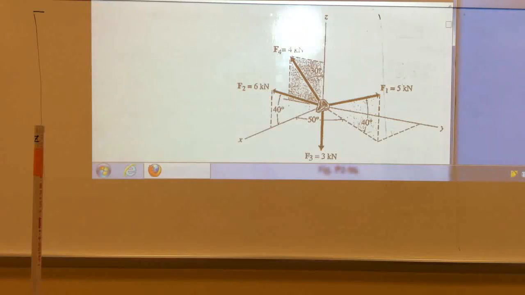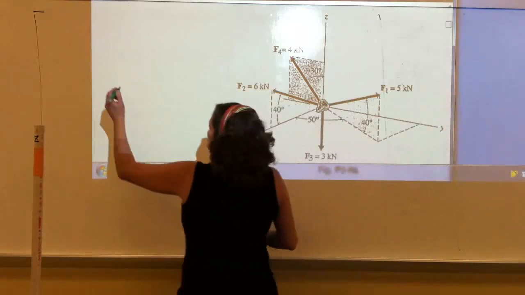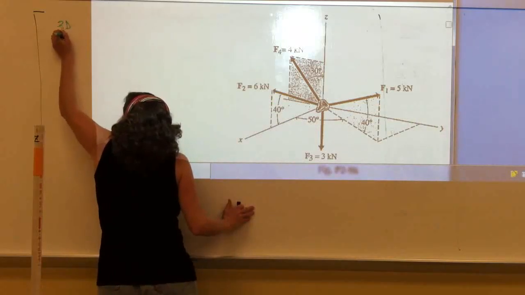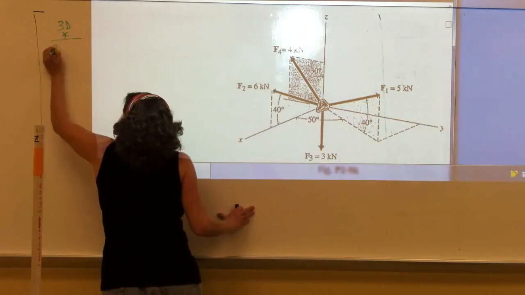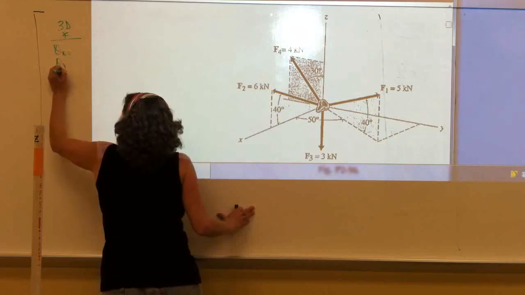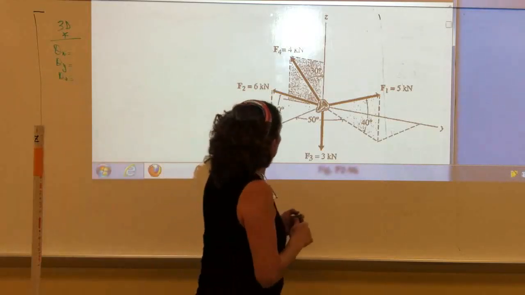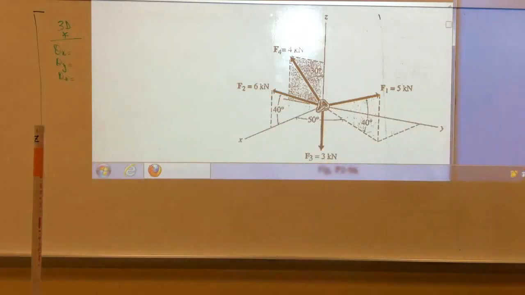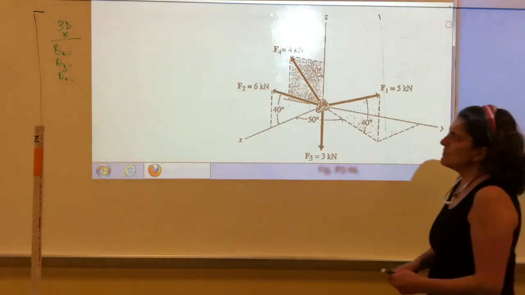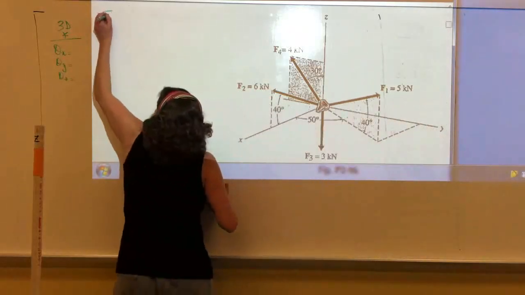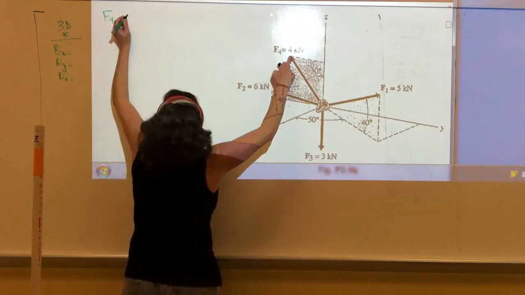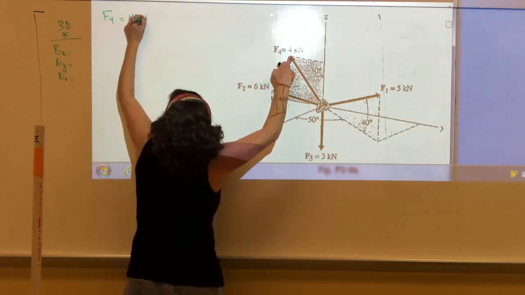So now we're going to do a 3D angle problem. The goal here is for us to find theta x, theta y, and theta z, which are the direction angles for each one of these forces. Let's take a look at F4 first. We know the magnitude of F4 is 4 kilonewtons.